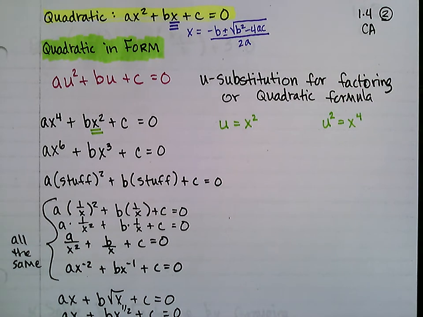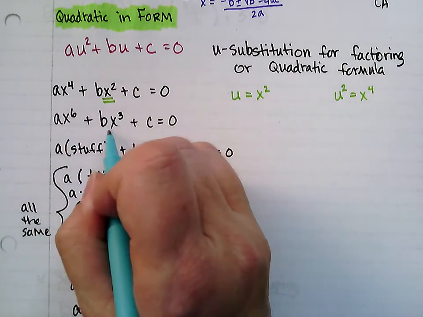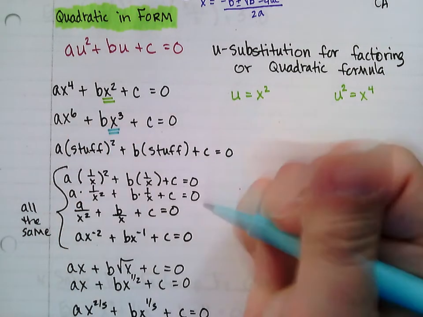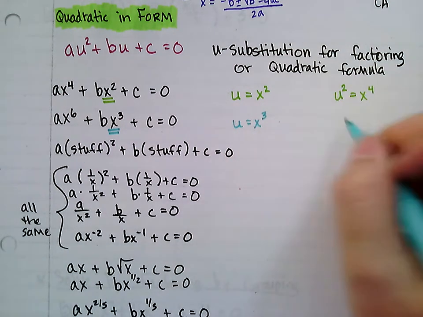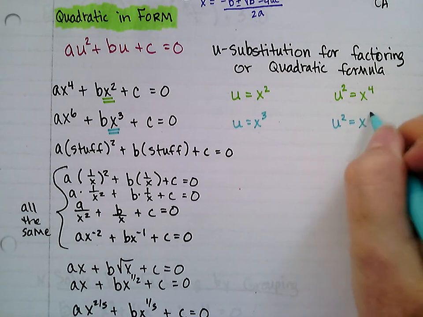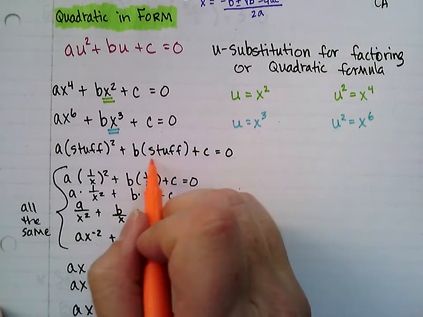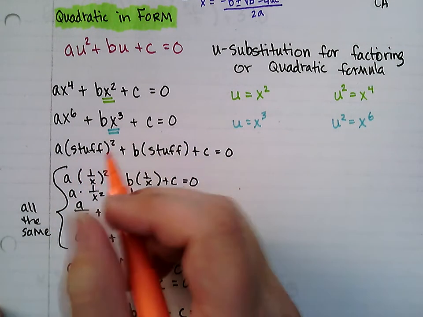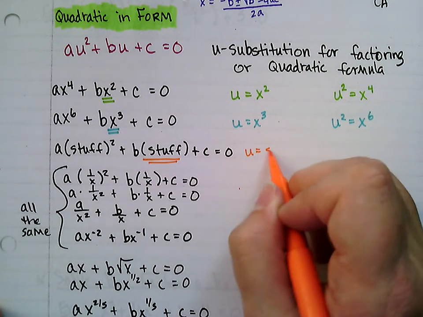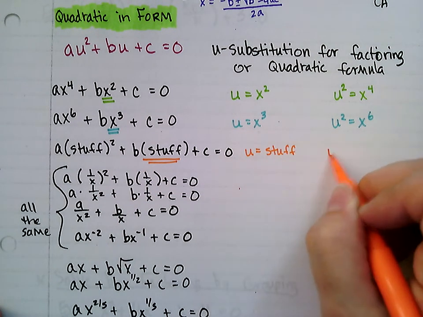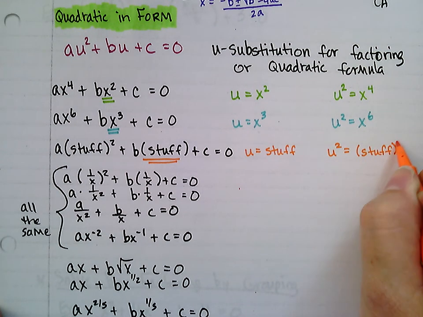Okay, next one. If you look at our exponents, this one's x cubed, x to the 6th. This is the one that's the smaller. That one's twice as big. So u is going to be x cubed. U squared is going to be x to the 6th. The next one has stuff in it. Stuff to the 1st power, stuff to the 2nd power. Whatever that stuff is, that's what we're going to replace with the letter u. And u squared is going to replace stuff squared.